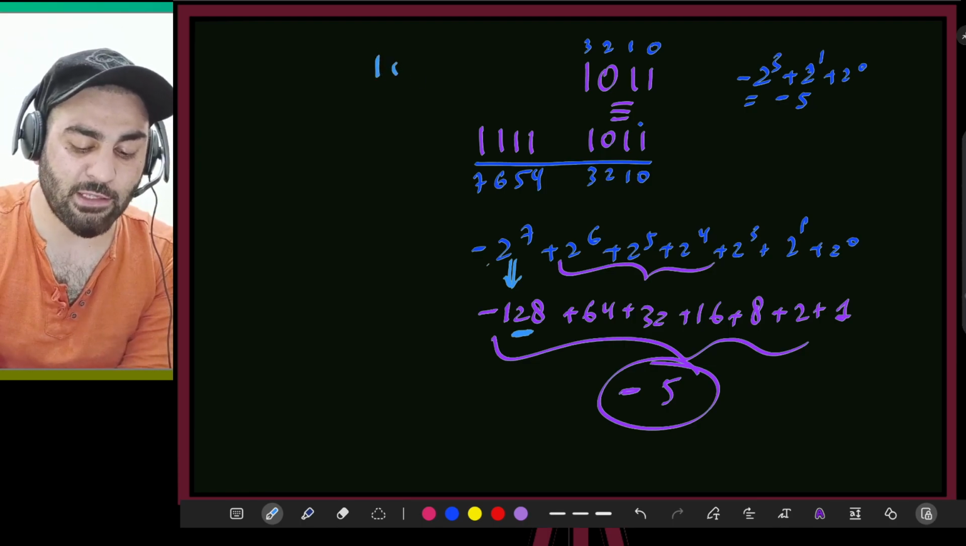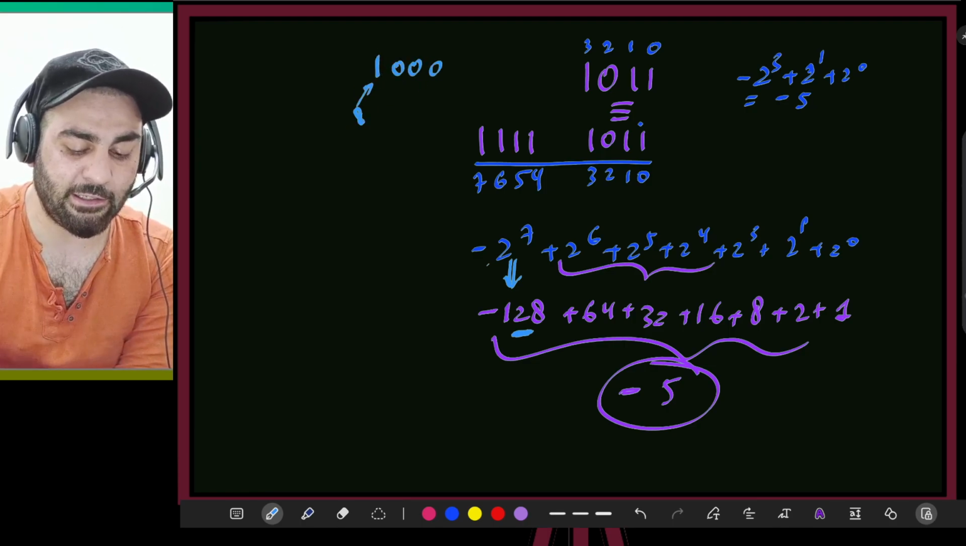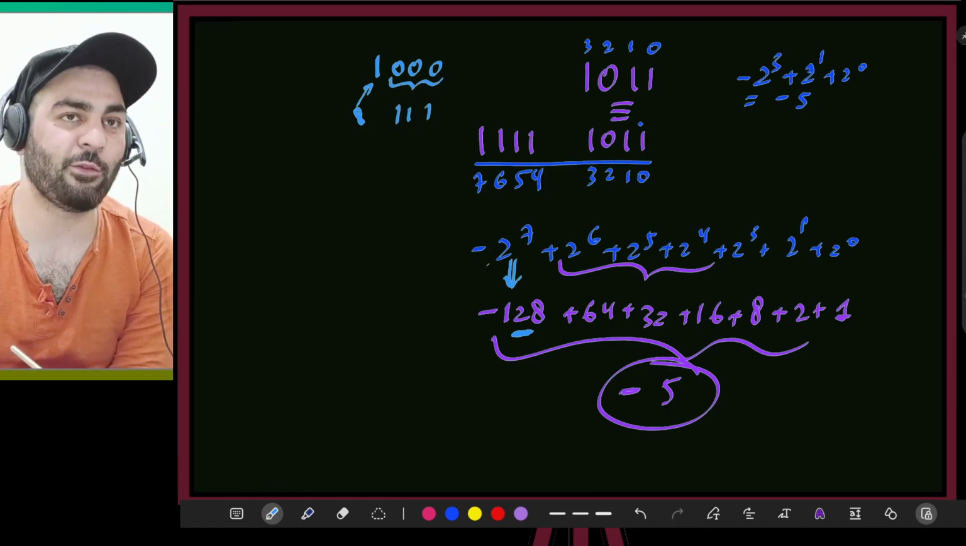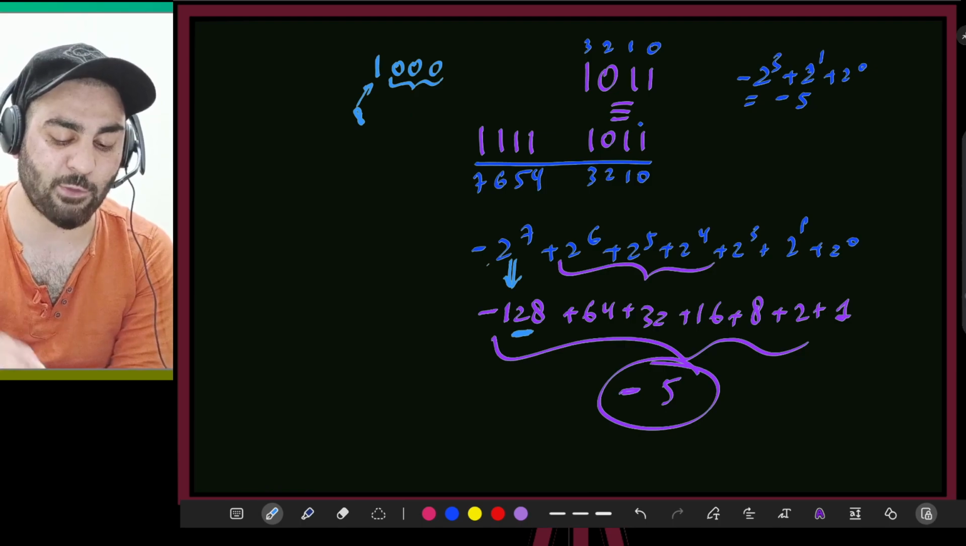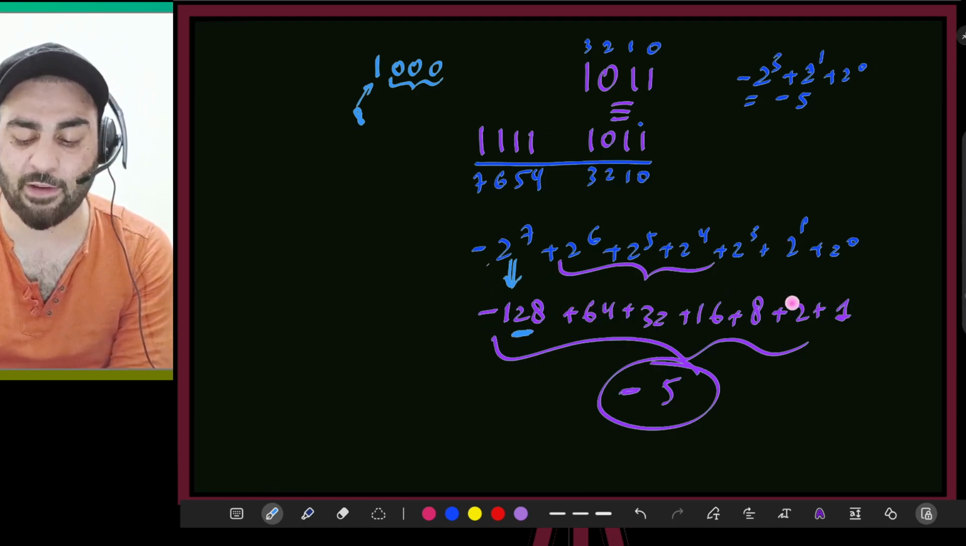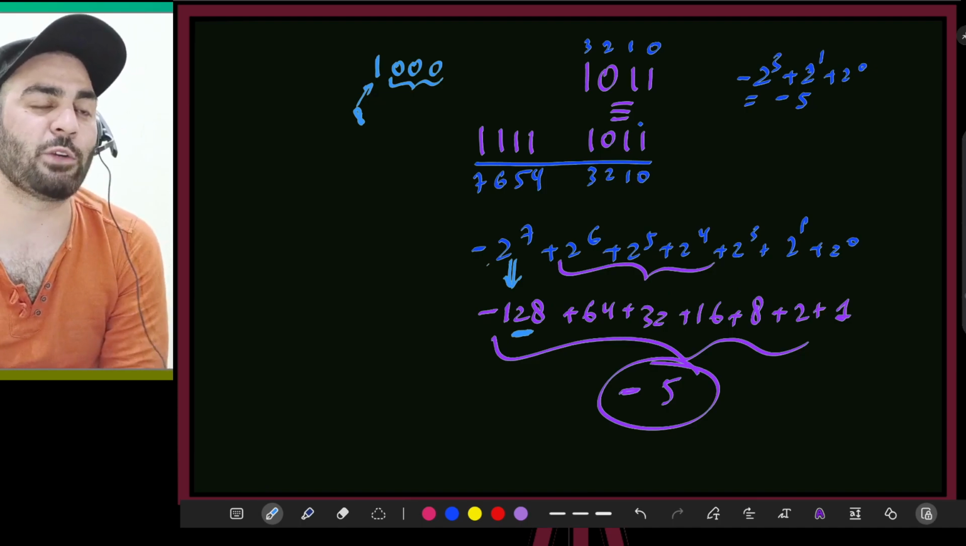If you have 1 0 0 0, this is 8. The maximum value of these 3 bits, 1 1 1, can be 7. So that's what I'm saying over here. This is minus 128, and the maximum value of all these remaining values added together can be at most 127.